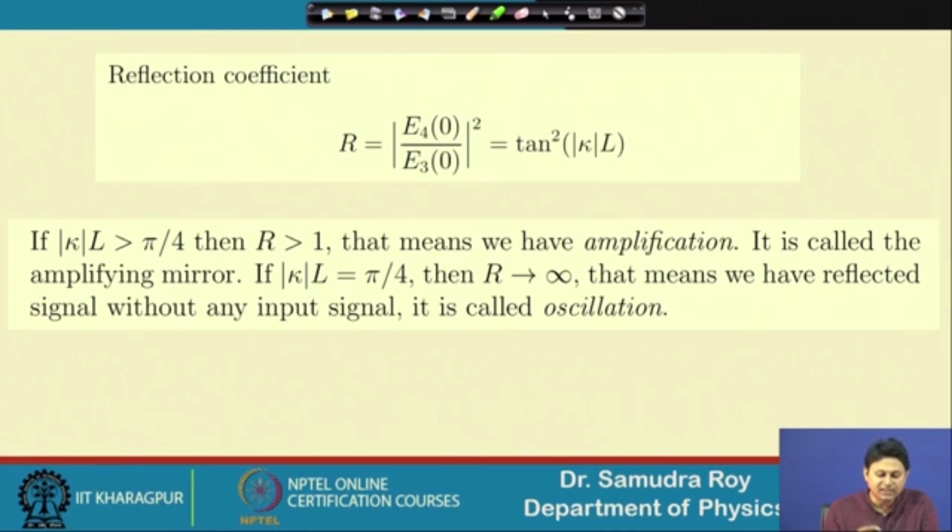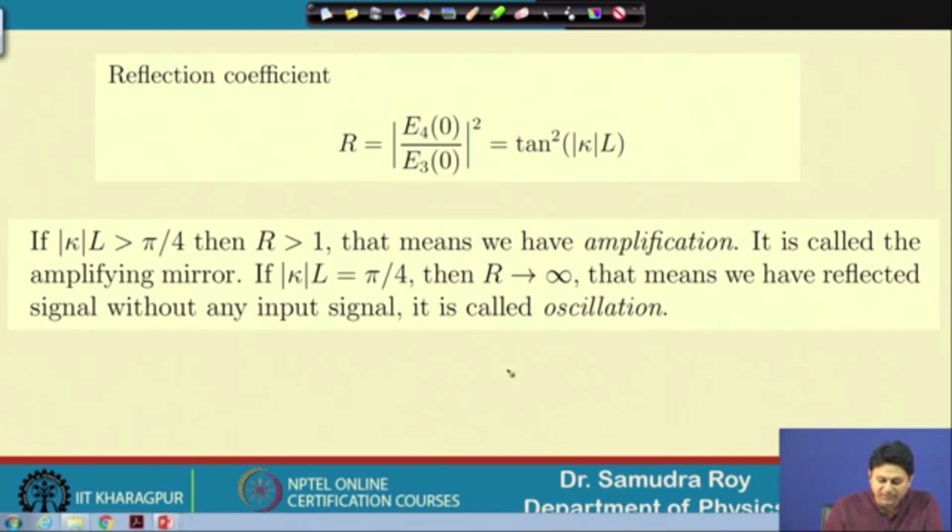That is an added thing, and this amplification is possible because we are pumping. If you remember this system, we have some sort of pumping, and this pumping gives rise to the possibility of amplification. Now, if it is pi by 4, then R tends to infinity. So, we have some sort of wave without any input. It is nothing but oscillation. So, several things can happen here, and this is a very interesting process.